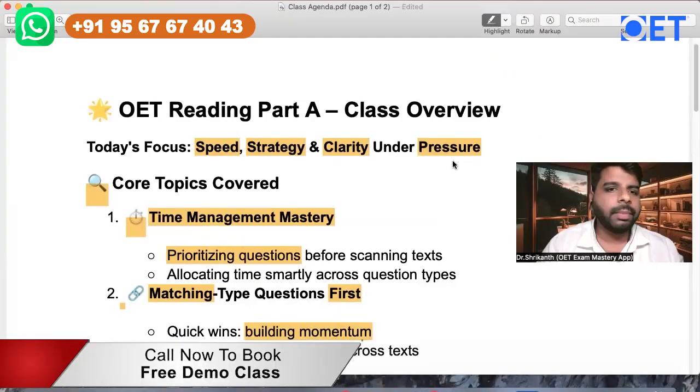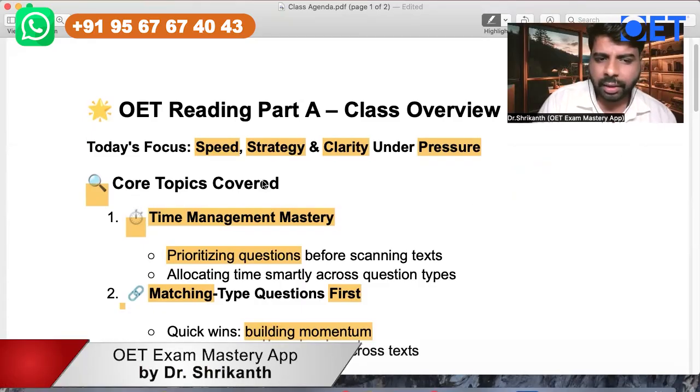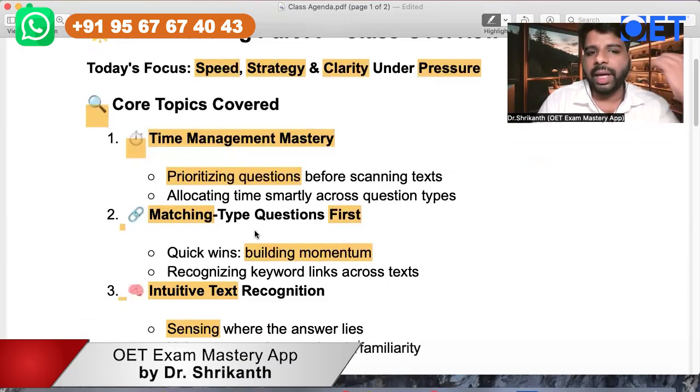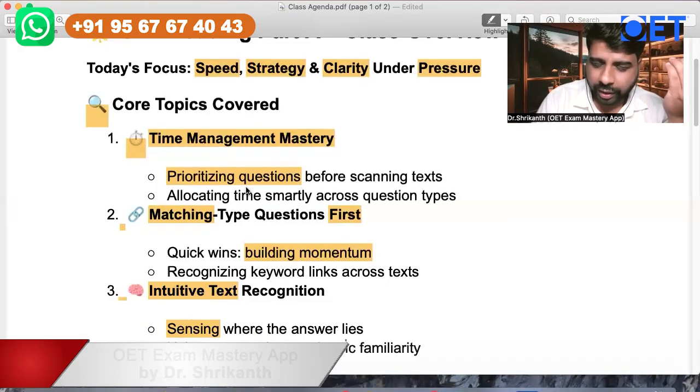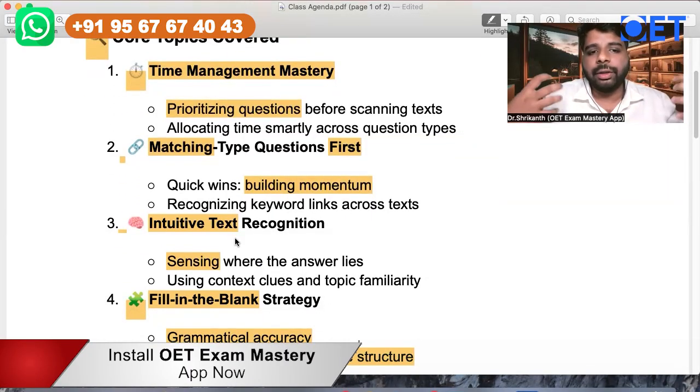What is OET Reading Part A? OET Reading Part A is called expeditious reading. We'll be covering time management strategies. We'll be discussing why match the following questions need to be done. We'll be talking about why we need to prioritize the questions. We will be talking about how important trusting your intuitions and instincts are. That is that sixth sense, as I told you.